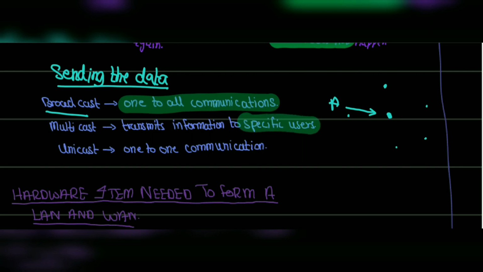Then what we have here is unicast, which means one-to-one communication. Only computer A to computer B, computer B to computer A. This is unicast, one-to-one communication.